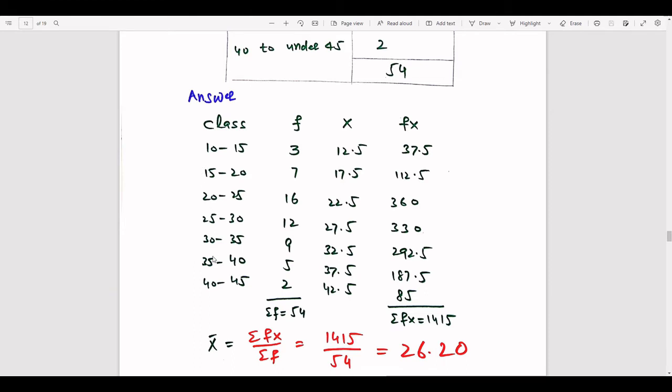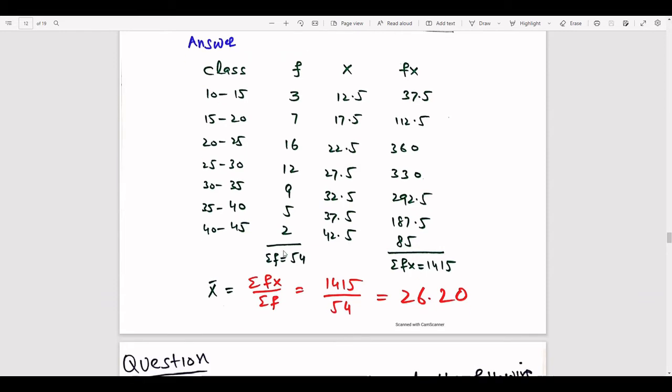So we can write these as the classes, and here we write the frequencies. As you know, the simple formula for grouped data is x bar is equal to sum of f x over sum of f. We calculate x, which is the class mark, by adding these two observations and dividing by 2. 10 plus 15, 25, divided by 2, 12.5. 15 plus 20, 35, divided by 2, 17.5. 20 plus 25, 45, divided by 2, 22.5. 25 plus 30, 55, divided by 2, 27.5.